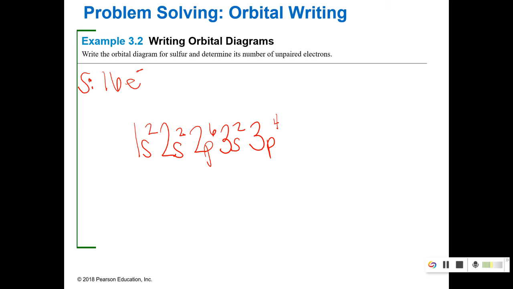The way to check if this is correct, or at least somewhat check, is you add up the exponents. So I've got 2, 4, 10, 12, 16. That does match my electrons.